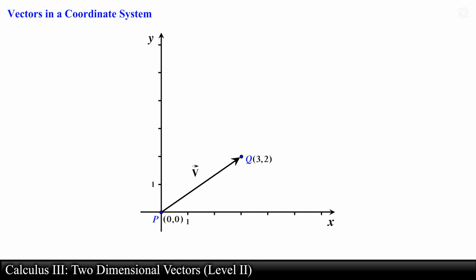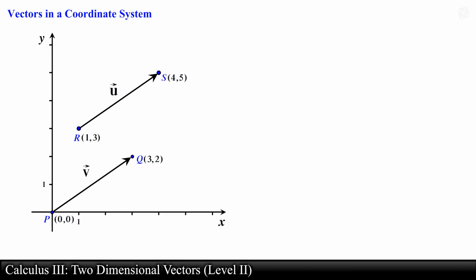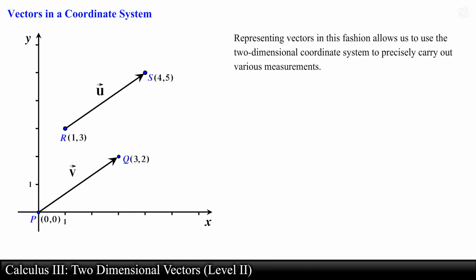In the same manner, we can represent vector u by a directed line segment that starts at point (1, 3) and ends at point (4, 5). Let's denote these points as point R and S, respectively. Notice that we can now describe the initial and terminal point of a vector by making use of ordered pairs in a 2-dimensional coordinate system. Representing vectors in this fashion allows us to use a 2-dimensional coordinate system to precisely carry out various measurements.